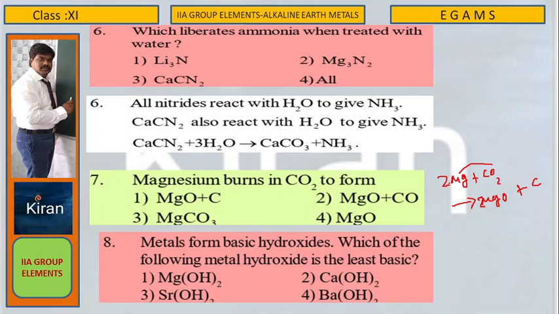Metals form basic hydroxides. Which of the following metal hydroxides is least basic? Basicity, the first trend I have already explained to you. Basic strength: magnesium, calcium, strontium and barium, which has high and which has low. I have given a beautiful trend to you. Based on that trend, for the 8th question the answer is the first one, magnesium hydroxide, because of its smaller atomic size.